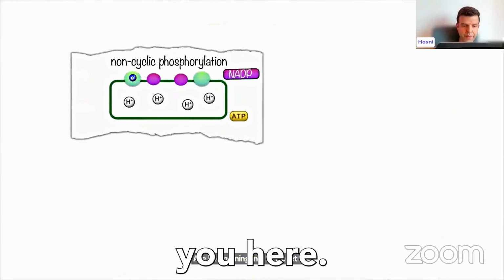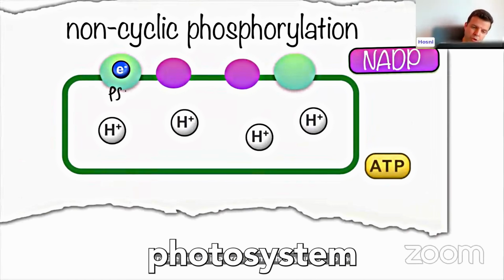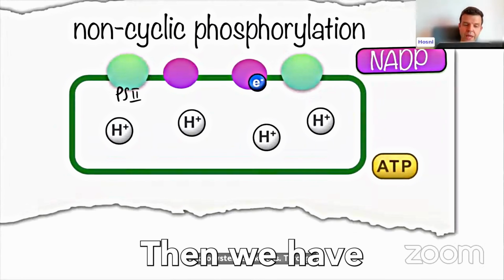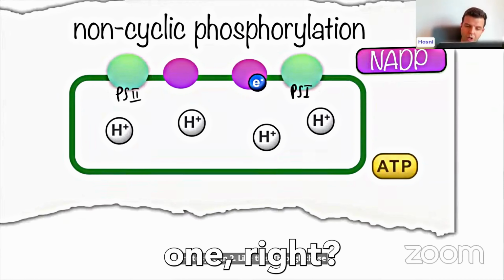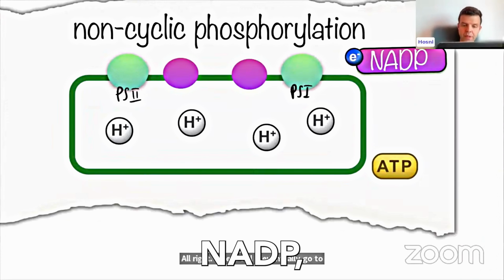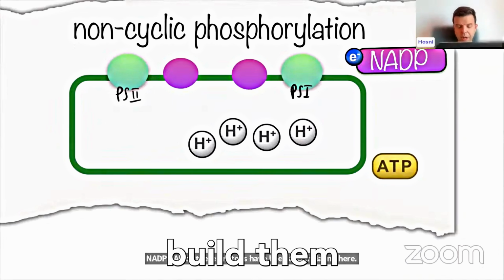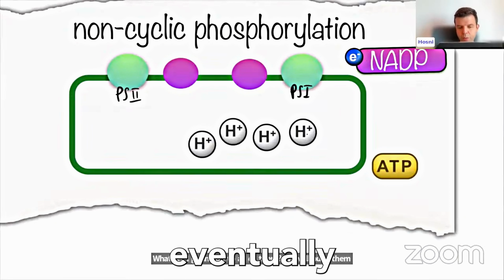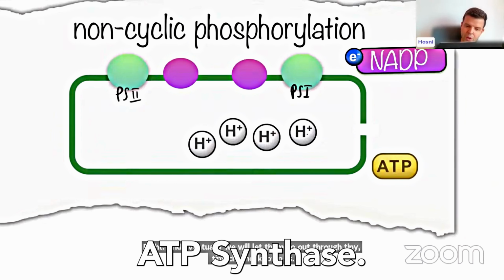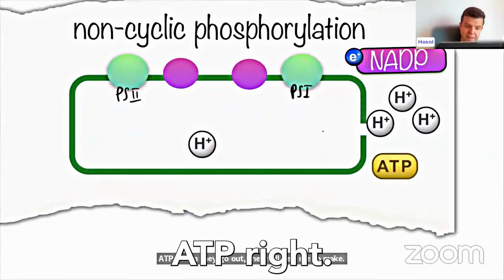Let me show you here. So the electron basically went from, remember what we call this? Photosystem 2. The electron went like this through those proteins. Then we have photosystem 1, all right? Where will it eventually go to? It gets to the NADP. All of these protons have been accumulating here. What am I going to do to all of them? We will build them up, right? And eventually, we will let them go out through a tiny channel known as ATP synthase. When they go out, they will help me to make that ATP, right?